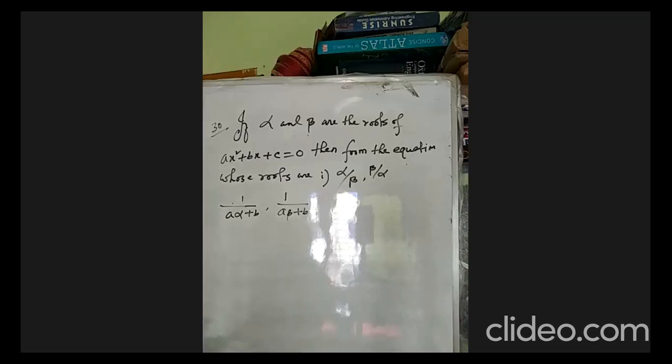So this is example 30, for the formation of equation. If alpha and beta are the roots of x square plus bx plus c equals to 0, then form the equation whose roots are number 1, alpha by beta and beta by alpha, and second one is 1 by (a alpha plus b) and 1 by (a beta plus b). Okay, this is number 2.